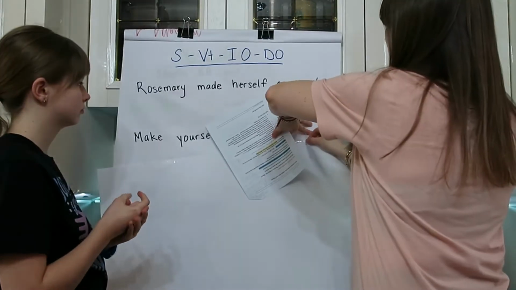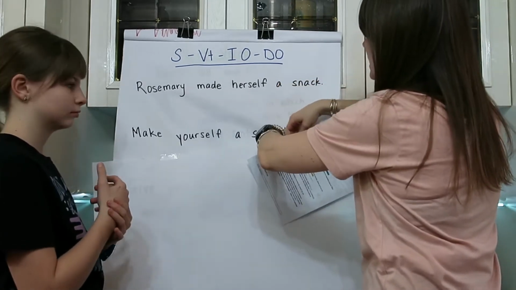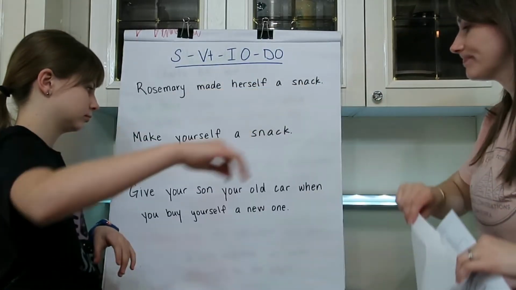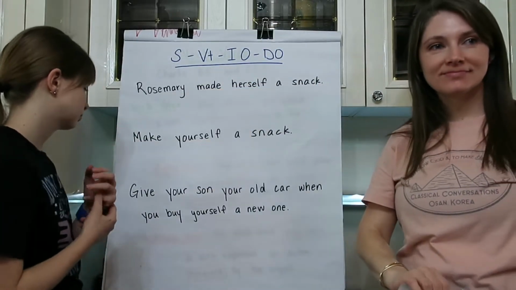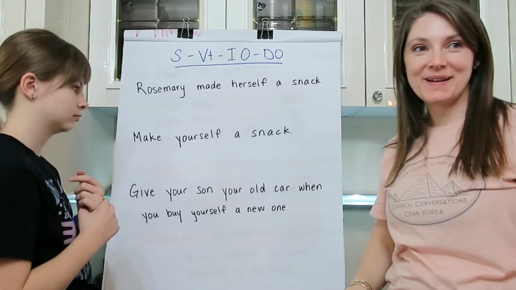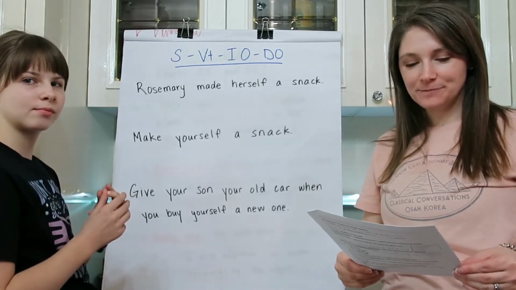So Lily, come over here and read this sentence, please. Read this one that's underneath here. Can you come join us on the camera? People want to see your pretty face. All right. Give your son your old car when you buy yourself a new one. Okay, you don't want to be on camera? You don't have to. Okay, as long as you pay attention.